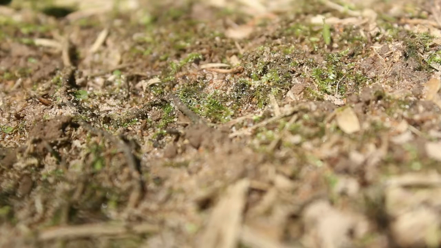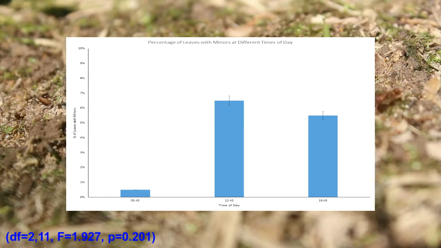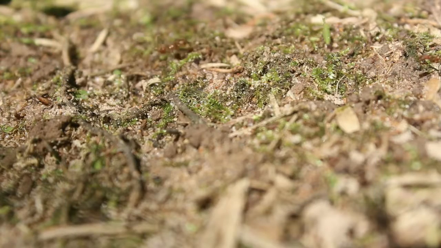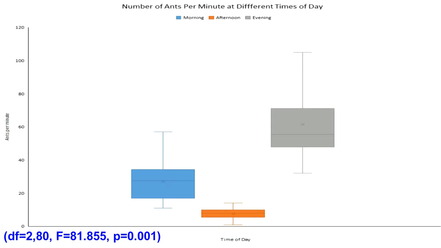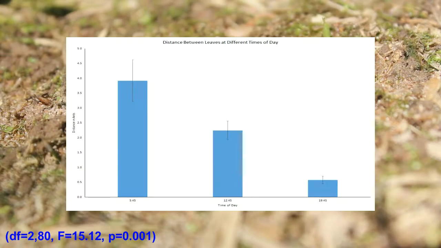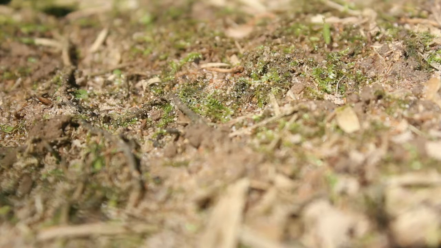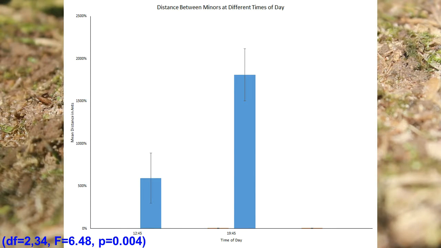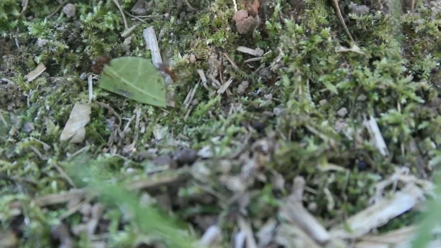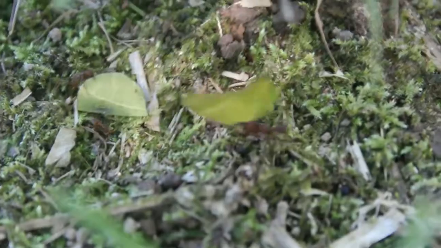We conducted one-way ANOVA and LSD post-hoc tests on our data, which showed that there is no significant difference between the ratio of miners to leaves at the times of day measured. However, we found significant differences between morning, afternoon and evening for both ants per minute and mean distance in ants between leaves, with the shortest distance and most activity at night. Finally, we found a significant difference in the mean distance in ants between miners in the evening and the other times of day, with a distance of 5.9 in the afternoon and 18.1 in the evening.